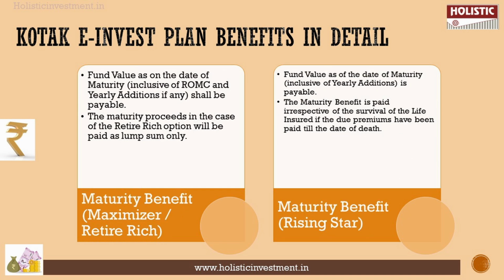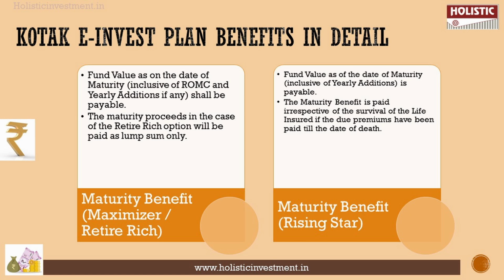Next we are going to take a look at the maturity benefit. For all the plan options, Maximizer or Retire Rich or Rising Star, the fund value on the date of maturity of the policy, including the ROMC and yearly additions, will be payable as the maturity benefit. But in the case of the Retire Rich option, it will be paid only as a lump sum. You cannot get it through the installment option, unlike in the plan options of Maximizer or Rising Star.